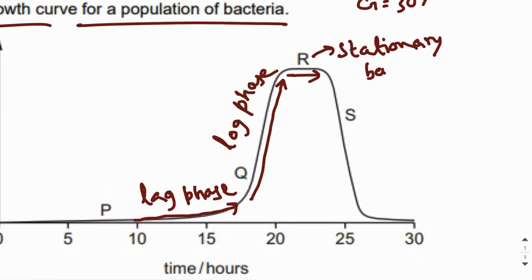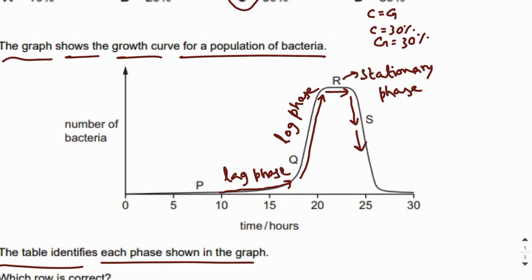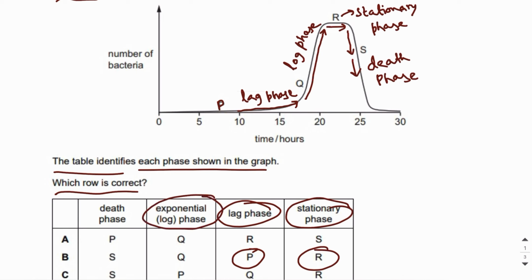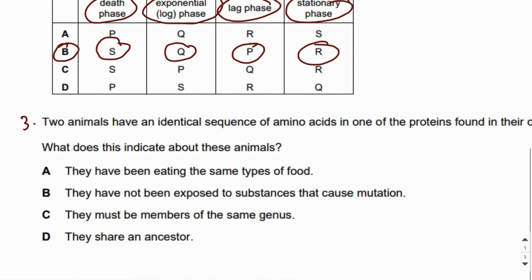And then when the nutrients are depleting, the number of bacteria decreases because bacteria start dying, and this is known as the death phase or decline phase. So you need to know that the first phase, phase P, is the lag phase. Then R is the stationary phase. Exponential or log phase is phase Q, and death phase or decline phase is phase S. The answer is B.